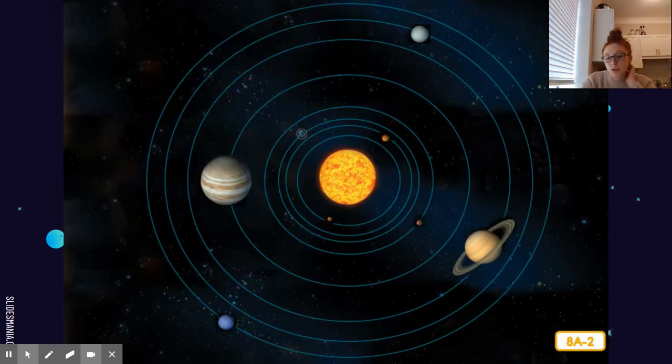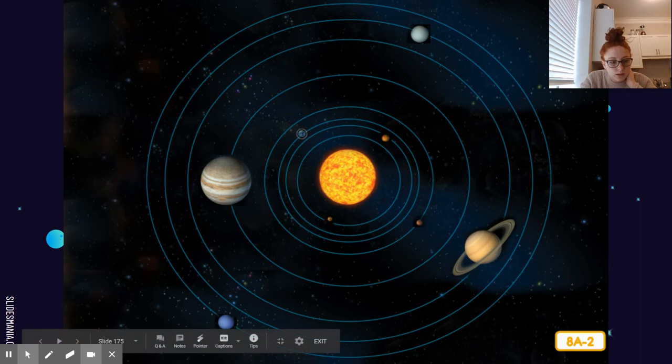I wanted to show you something on this picture. So we've got the solar system. Let me get my pointer so it's easier to see.